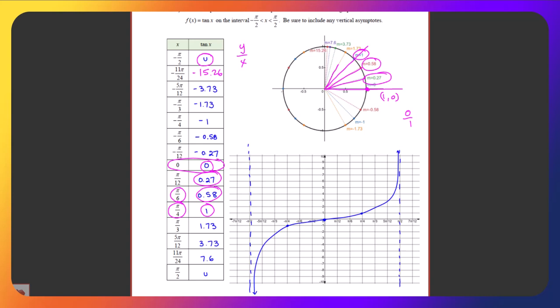As I grow up, 1.73, up further, 3.73, up further, 7.6. Now if I go in the other direction, I should get the same things but negative. And so hopefully you can see that. And so I think what I'm going to do is to go back and just redraw that as what I had earlier, negative 7.6. Same thing going this way, but going this way and negative.